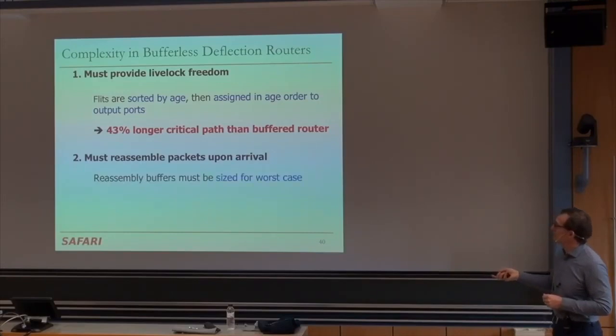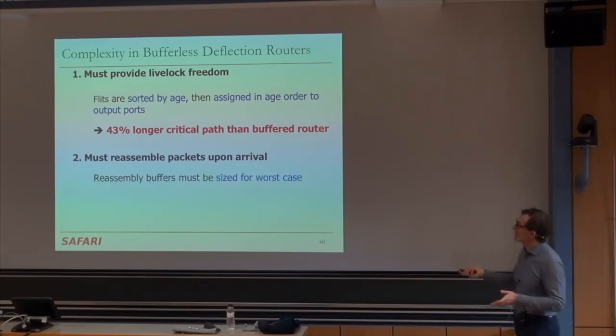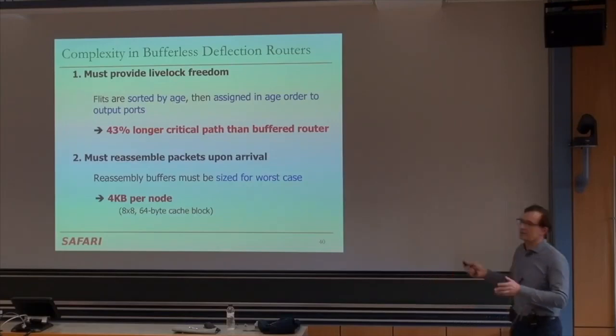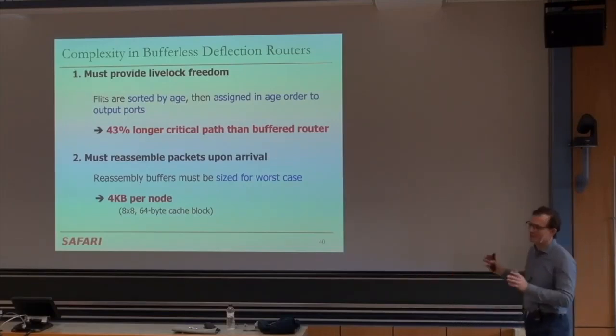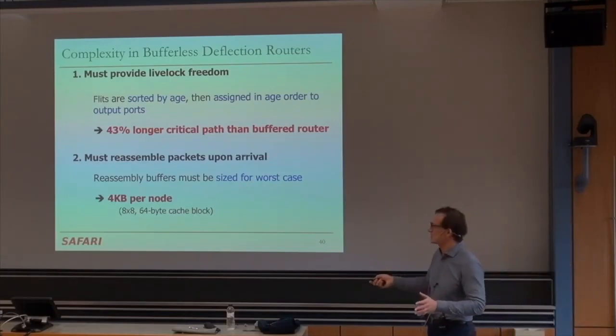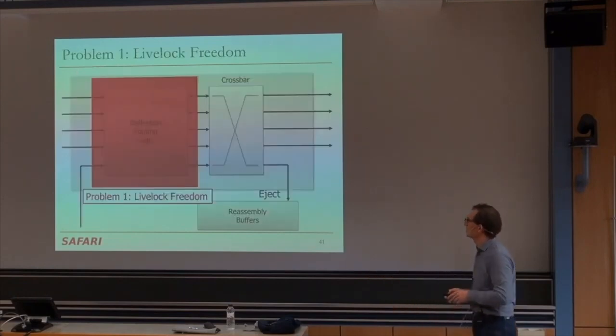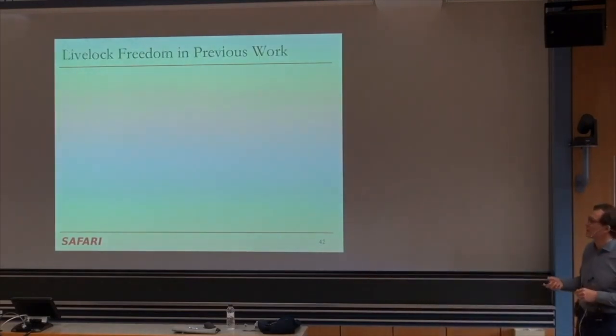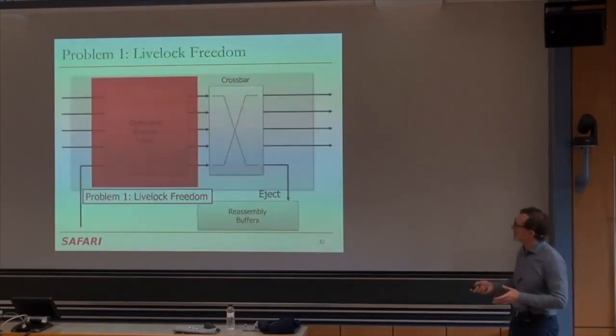Okay, so reassembling packets upon arrival. Essentially, reassembly buffers must be sized for the worst case, as we will see in a little bit. And this could be very large per node. I don't think 4 kilobytes is that large, but as network size increases, this can become larger. So let's tackle these problems in a little bit. Let's understand these problems a little bit more, because this leads to algorithms, I think.